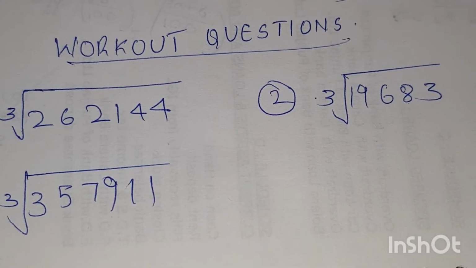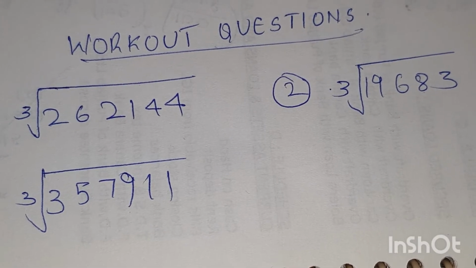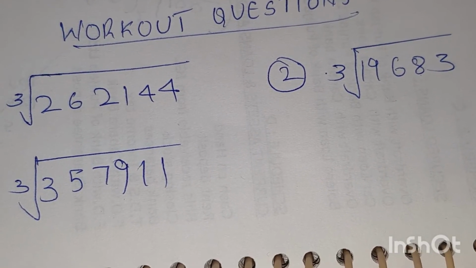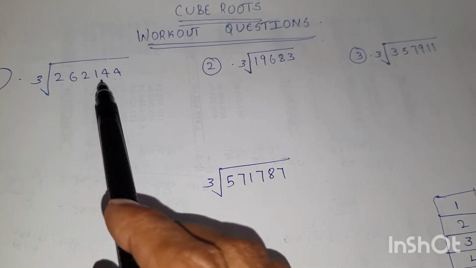In this video I am going to teach you simple interest and compound interest, which comes under the quantitative aptitude section. I have collected the questions from the previous year question papers, so never miss this video. Let's get into it. Before going to simple interest and compound interest, I will give you the solutions of the cube root workout questions. The first question was to find out the cube root of 262144.